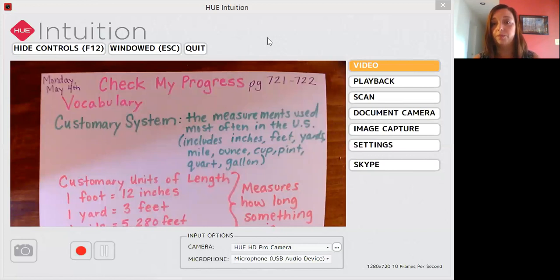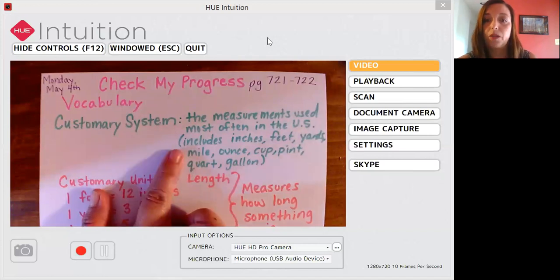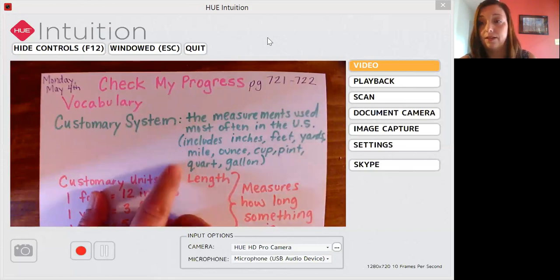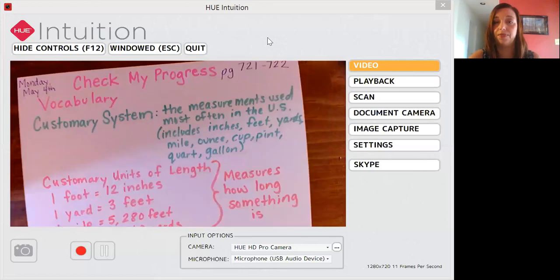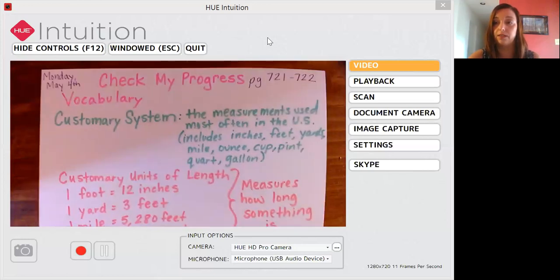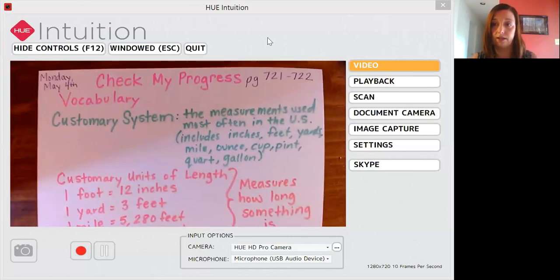Those measurements include inches, feet, yards, miles, ounces, cups, pints, quarts, and gallons. Those are included in the customary system. So when you hear customary system, what that means is the measurements that we use in the United States. We've talked about two types of customary measurements.